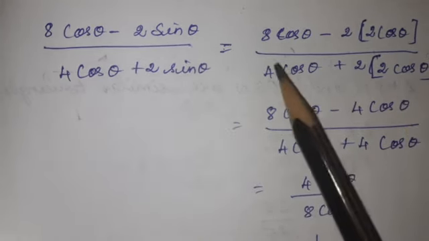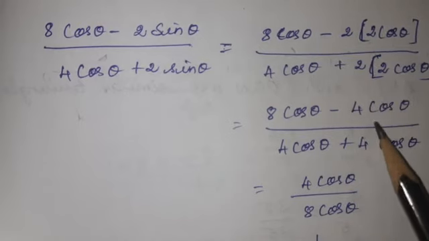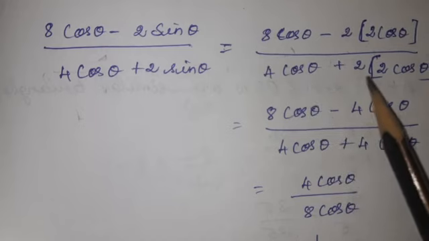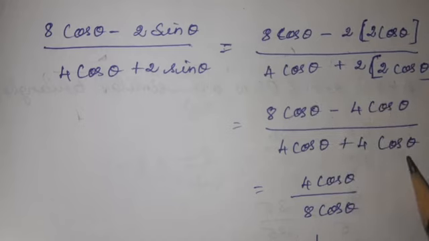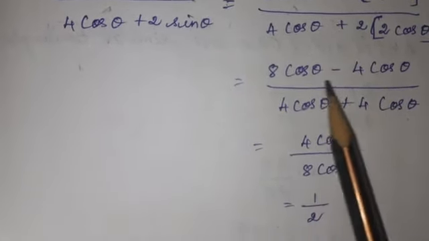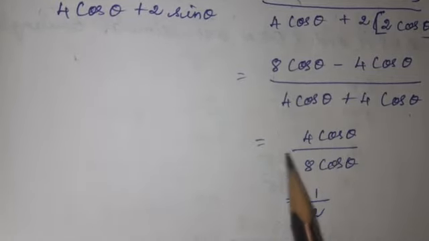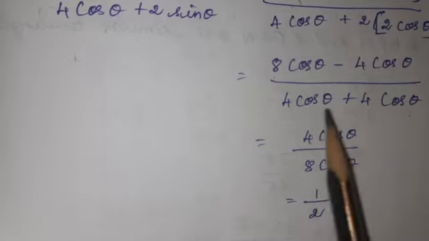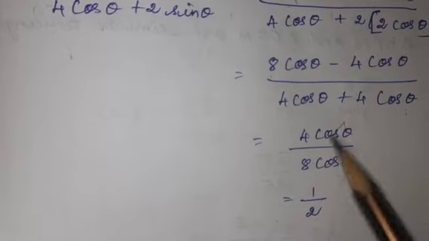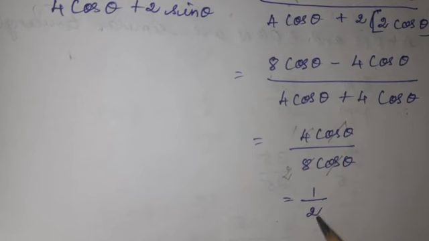Then 8 cos theta minus, multiply these two numbers, 2 into 2 is 4 cos theta, the whole divided by 4 cos theta plus, likewise here also you should multiply, 2 into 2 is 4 cos theta. Here see these two are cos theta, so like terms. So we can subtract: 8 minus 4 is 4 cos theta divided by, here also like terms, so we can add: 4 plus 4 is 8 cos theta. Cos theta gets cancelled. In the 4 table it is 1 time, this one is 2 times. So the answer is 1 by 2.